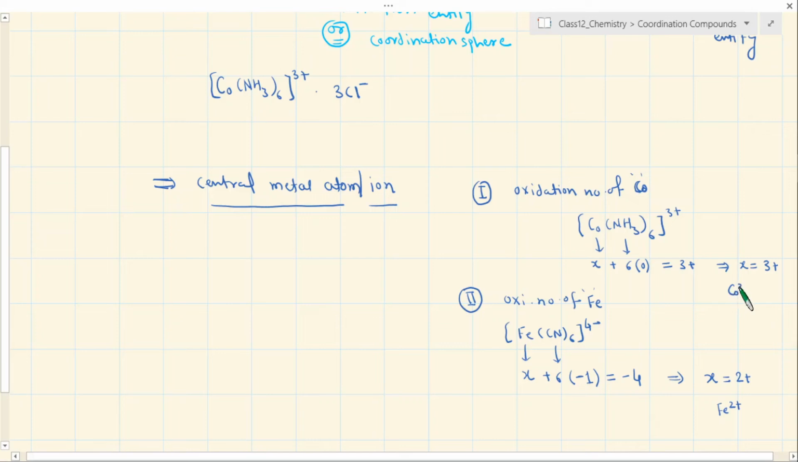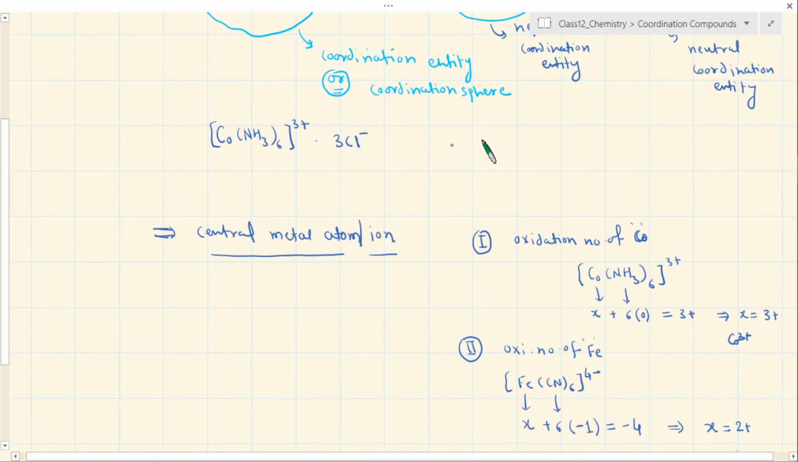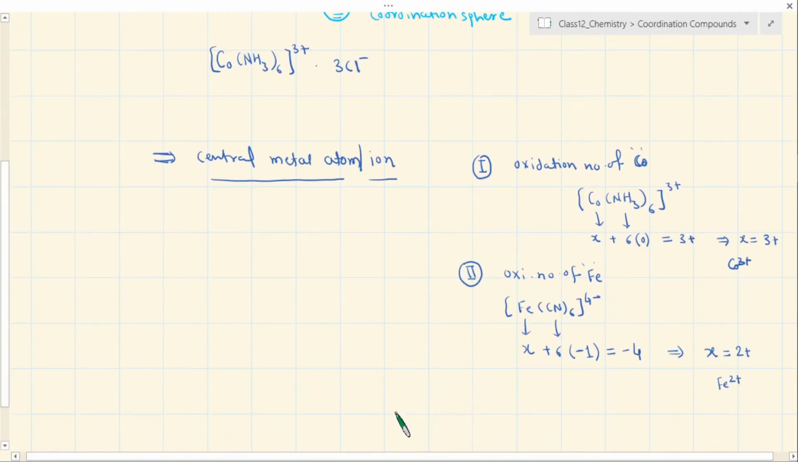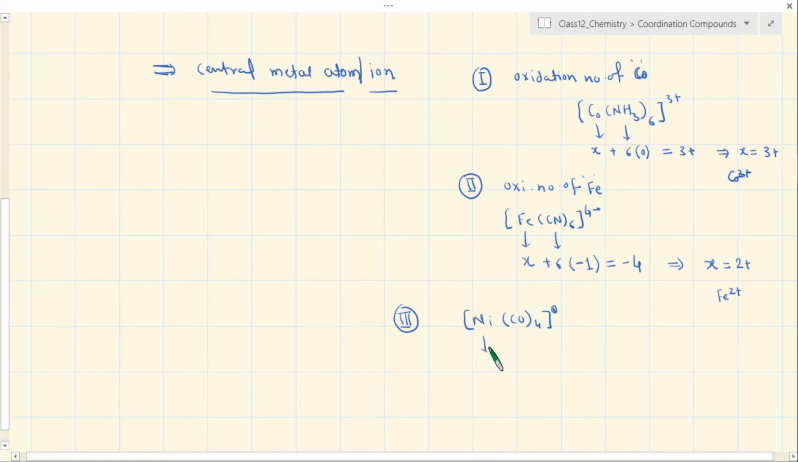Cobalt here was 3 plus. Okay, these are oxidation numbers of the central metal ion in these complexes. Let's take the third example, which is here, Ni(CO)4, and there is no net charge on the compound, which is 0. So Ni carbonyl 4, 0 charge here. So nickel, if you look at this one, let's say X plus 4, carbon monoxide is a neutral molecule, correct?